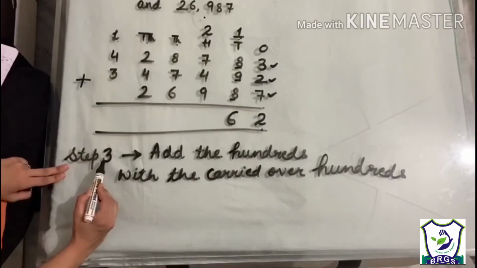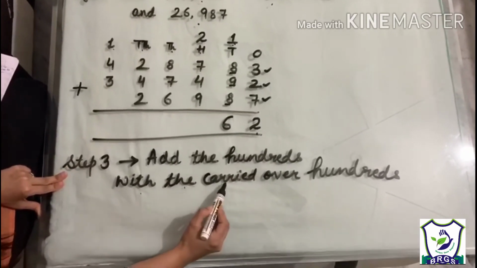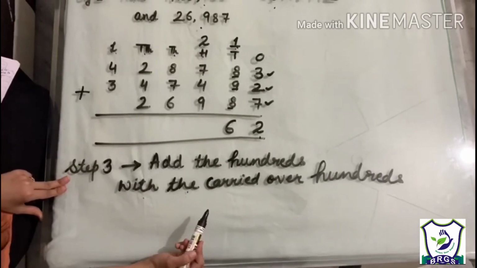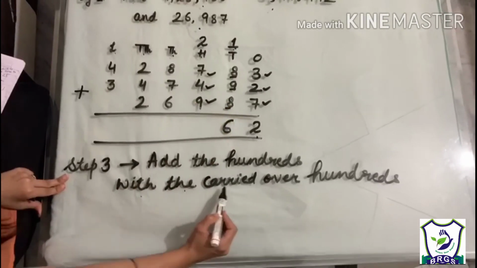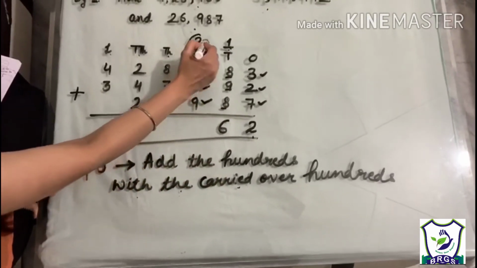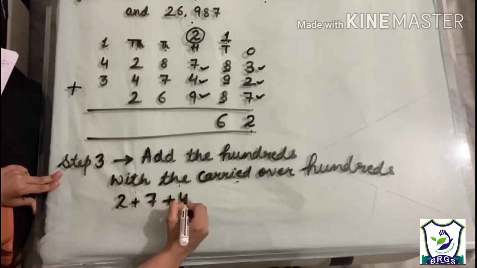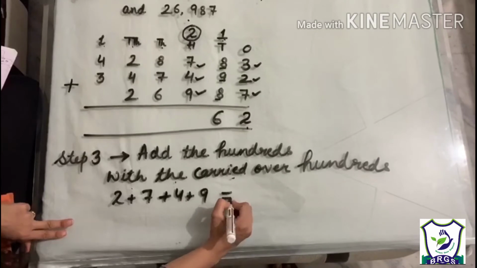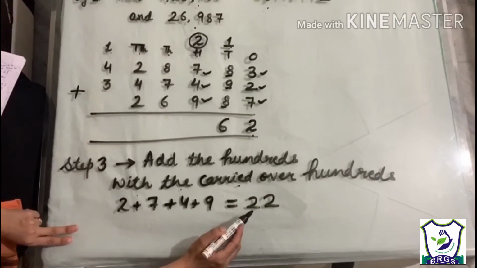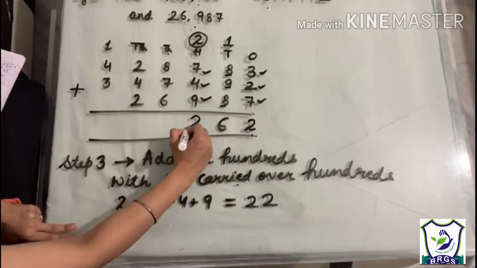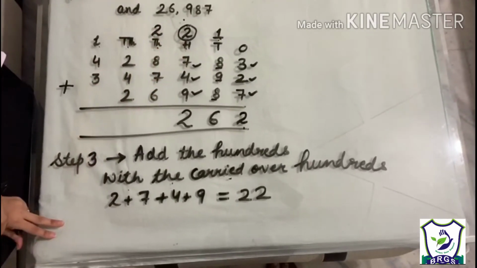Step 3. Our step 3 is add the hundreds with the carried over hundreds. What are our hundreds? Hundreds are the 7, 4 and 9, with the carried over 100, which is 2. Now we will add all these: 2 plus 7 plus 4 plus 9, which is equal to 22. So we write 2 in the 100 place and carry 2 to the next one, thousands column.